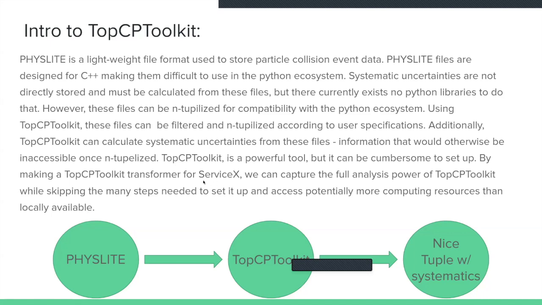N-tupleized. TopCP toolkit is a powerful tool, but it can be cumbersome to set up. By making a TopCP toolkit transformer for ServiceX, we can capture the full analysis power of TopCP toolkit while skipping the many steps needed to set it up, and we can also access potentially more computing resources than locally available. So TopCP toolkit takes in the PHYSLITE file, runs it through some software, and then spits out your nice N-tuple with systematics.